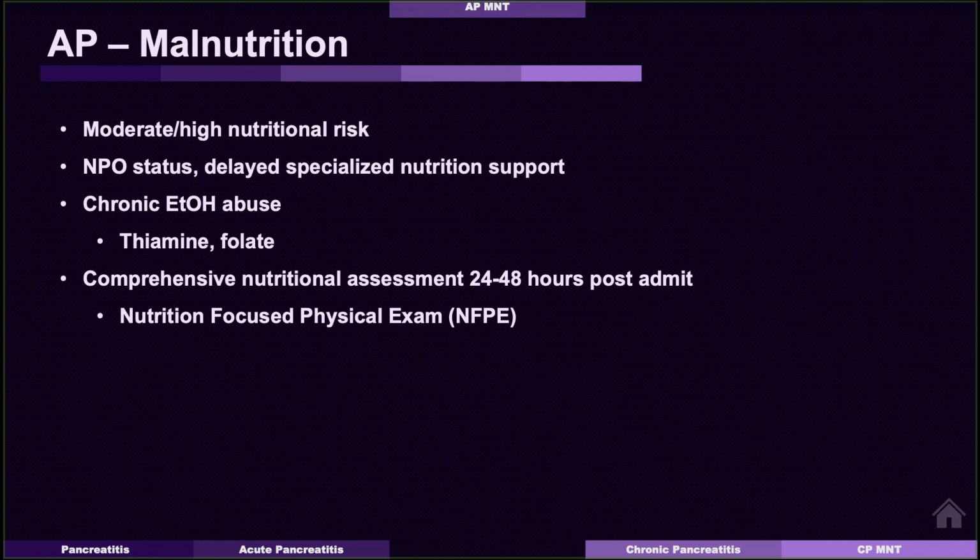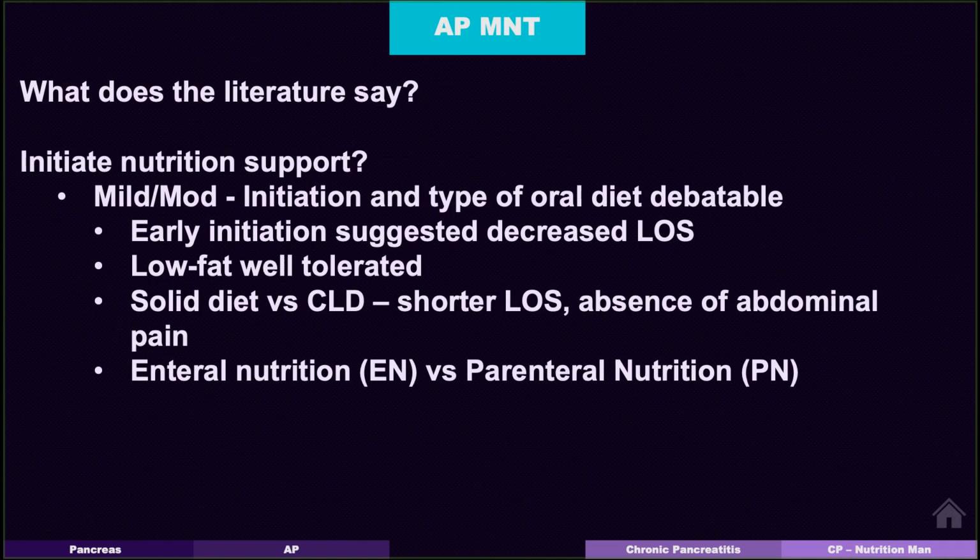So this next slide, I constantly ask myself, well, what does the literature say? So what about initiating nutrition support in patients with mild or moderate acute pancreatitis? Well, what they found is the initiation and type of the oral diet is debatable. What they found was that whatever they fed them, we saw a decreased length of stay, and there was no associated pain with it either. It's been discovered that low fat was well tolerated, and that solid diet versus clear liquid diet resulted in shorter length of stay and also the absence of abdominal pain. Additionally, in this population enteral nutrition was preferred over parenteral for the same reasons.